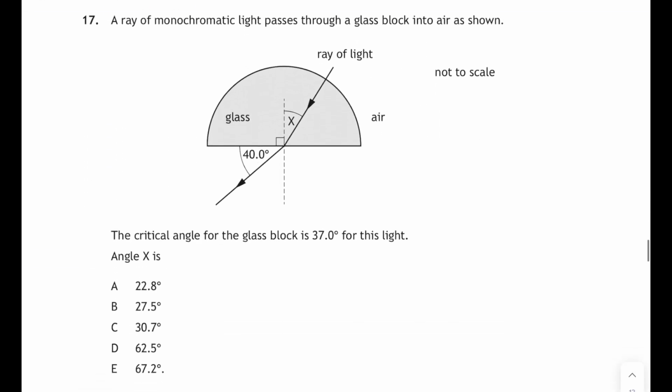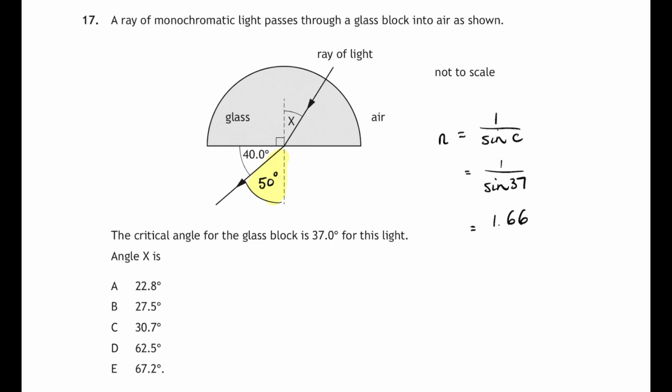Question 17. A ray of monochromatic light passes through a glass block into air as shown. And notice in the diagram we've got an angle of 40 degrees, but that 40 degrees is measured to the glass. We're always interested in the angles measured to the normal. So that little yellow angle in there must be 50 degrees. Now we're told the critical angle for the glass block is 37 degrees. So we can work out the refractive index of the glass. We've got the relationship n equals 1 over sine c. So that's 1 over sine 37, which gives us a refractive index of 1.66.